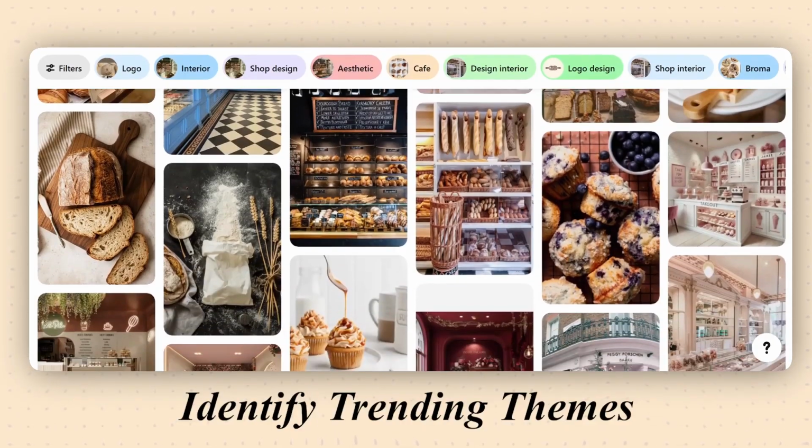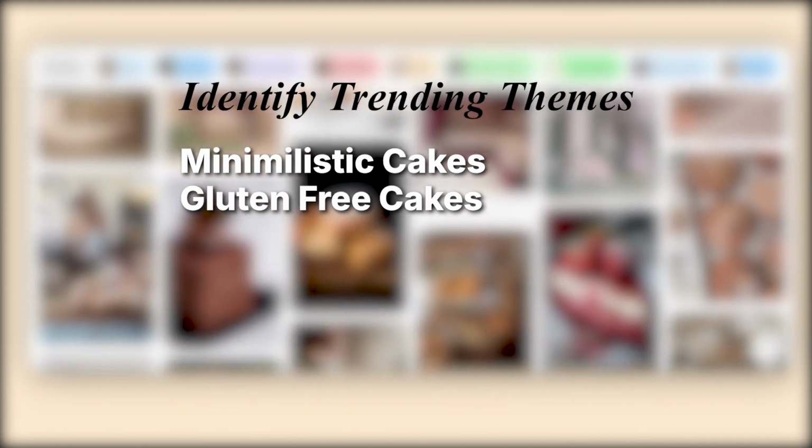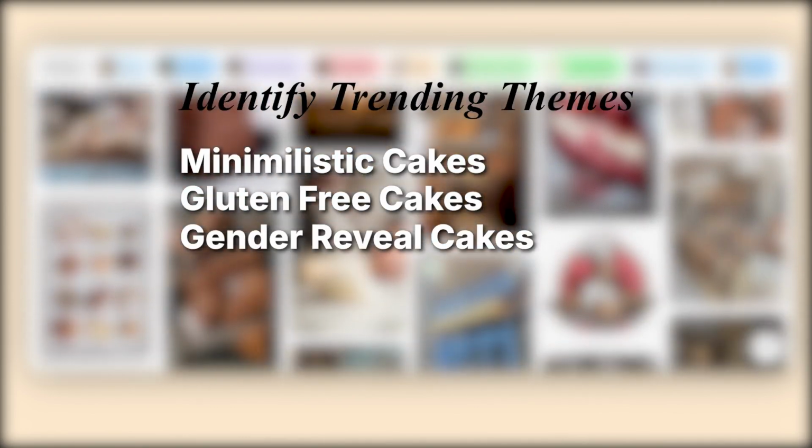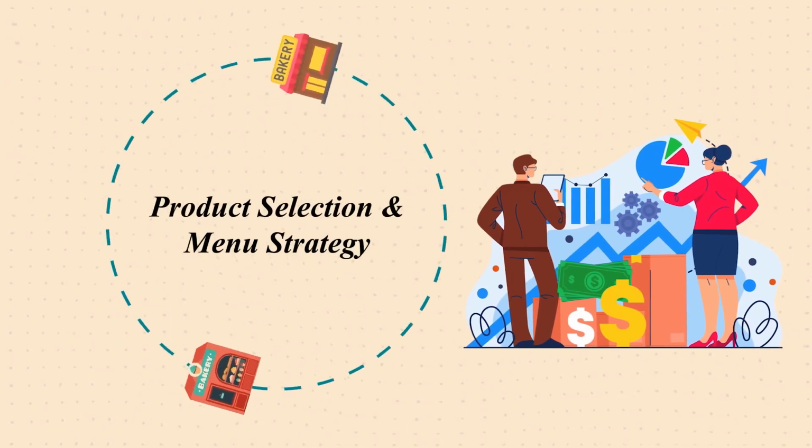Next could be using Instagram or WhatsApp to conduct surveys and polls to see what our customers are liking, review Pinterest ideas to see what is trending, identify these trending themes like minimalistic cakes, gluten-free cakes, or gender reveal cakes. Once we know what the market is, then third we can move on to the product strategy and the pricing.